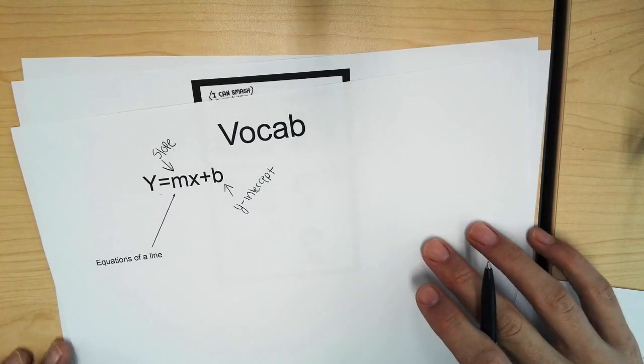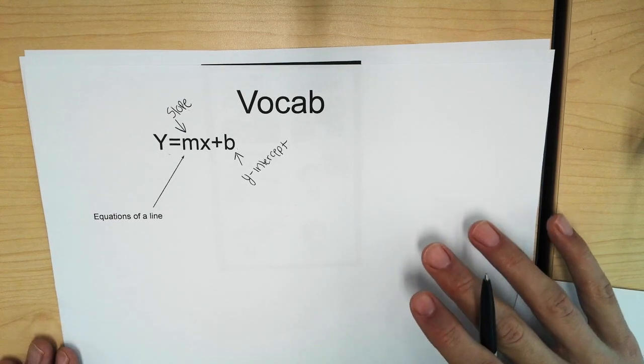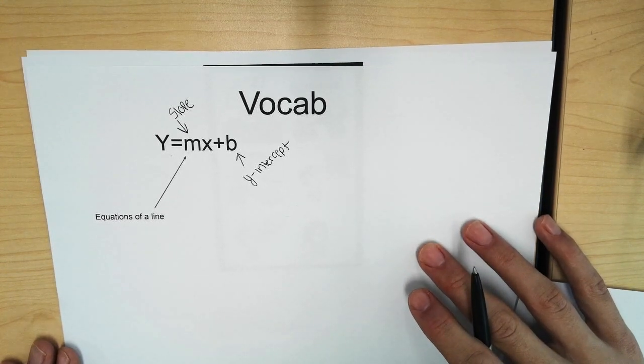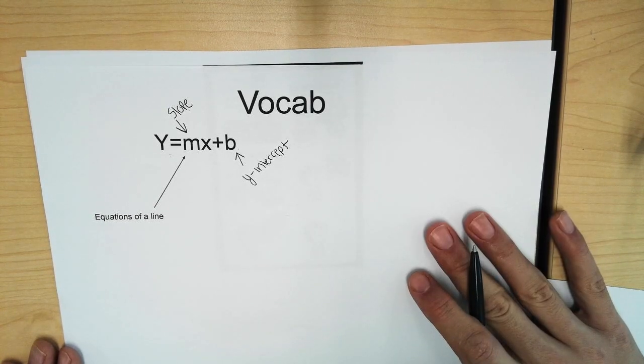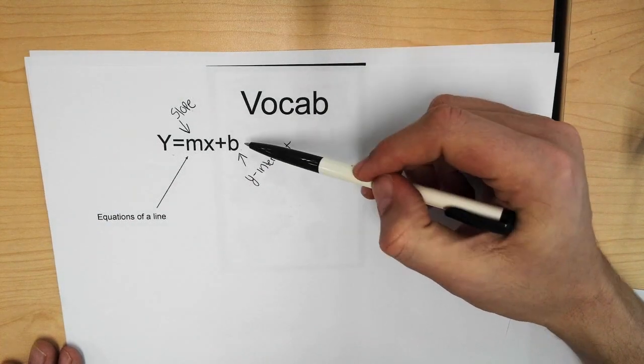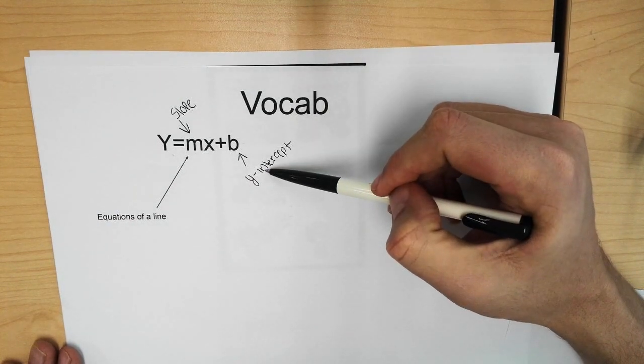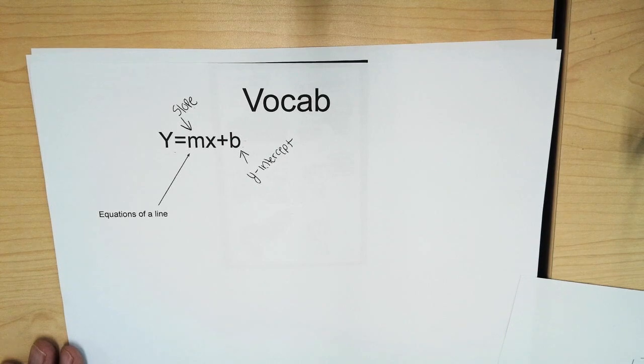Vocabulary. When you are finding the equation for a table, you have to have the formula for a line. These are all linear tables today, line tables. The m stands for your slope and the b stands for your y-intercept. This is the equation of a line.